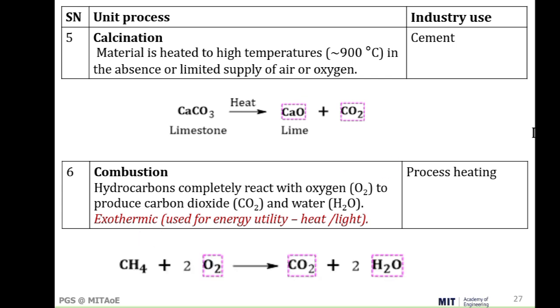For example, methane can be combusted in the presence of oxygen or air to produce carbon dioxide and water molecules, and heat is produced in this process. So the burning or combustion of methane, or we can say natural gas or biogas. These types of fuels can be combusted to provide the process heating utility.